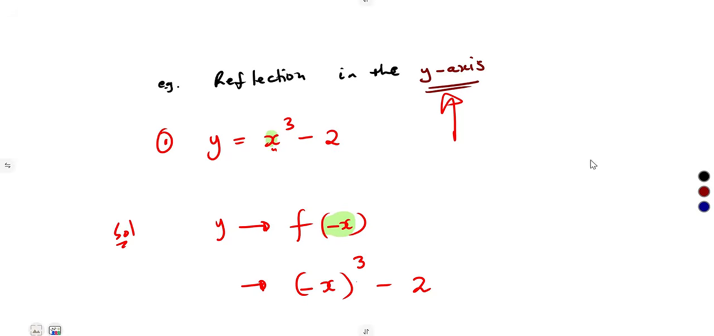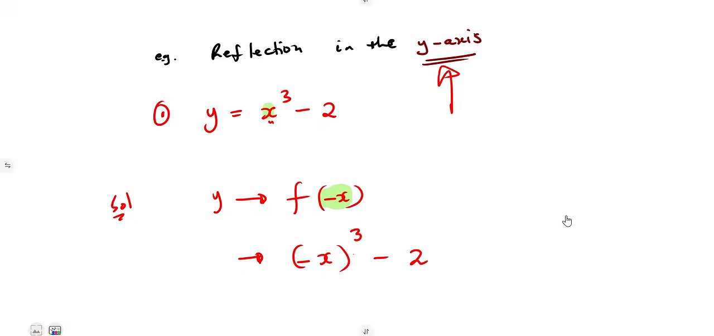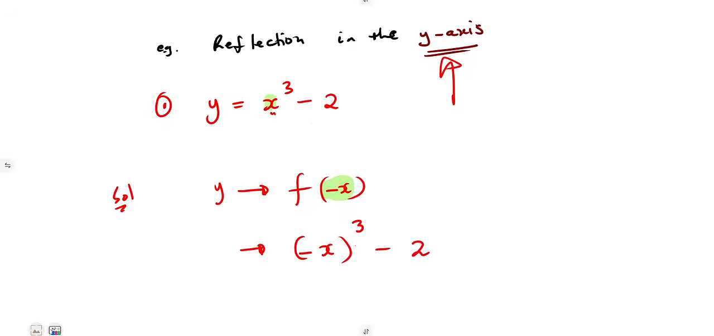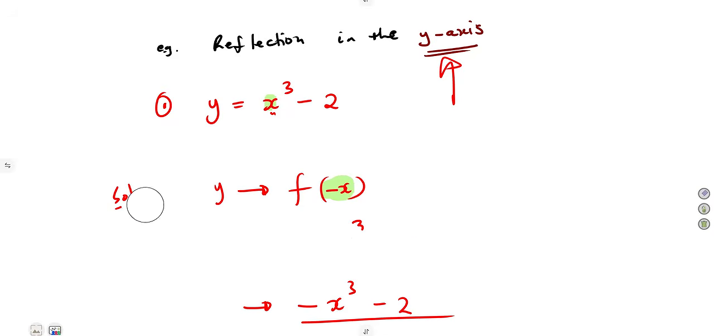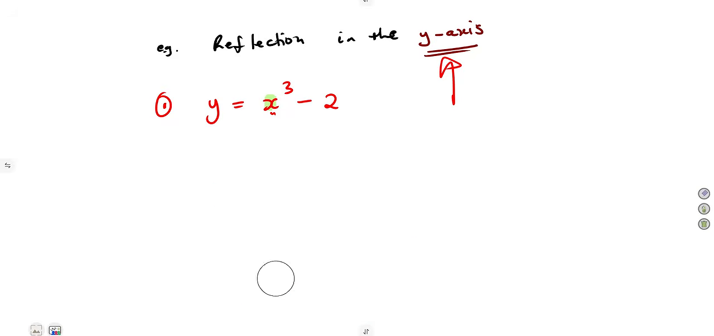This is our transformed function, of which we can even expand this. Minus to the exponent of an odd number remains as a negative x to the exponent of 3, minus 2. So this is what you're going to have after the reflection. So you must be very careful how to attempt these typical questions.